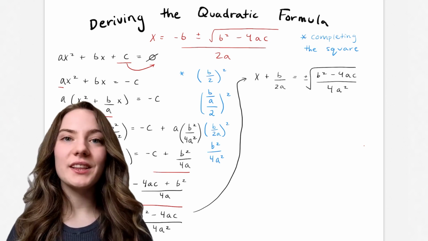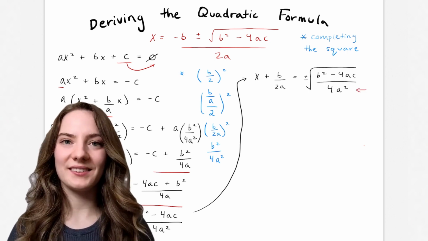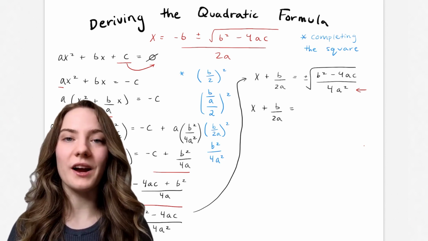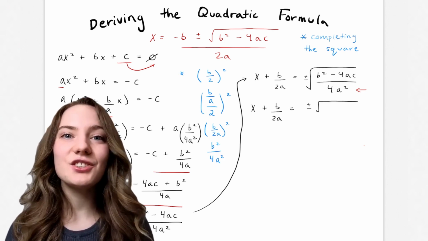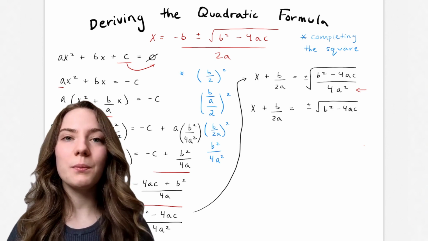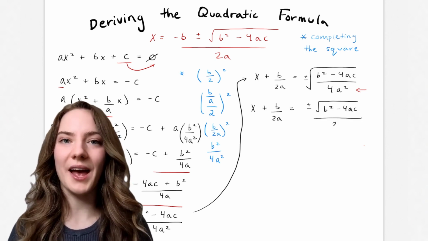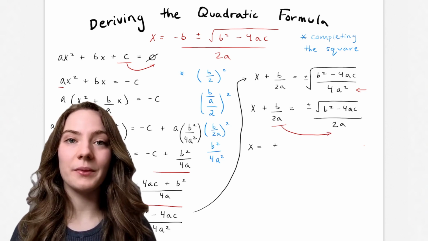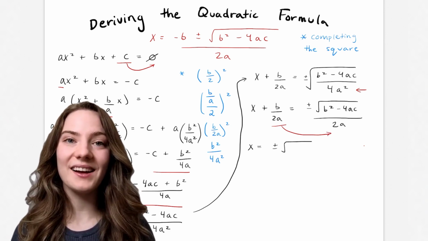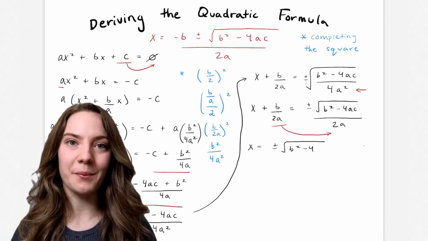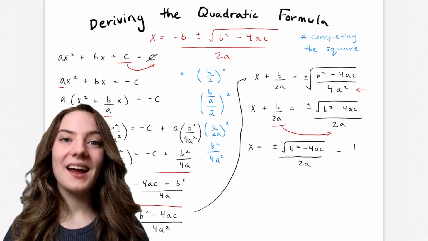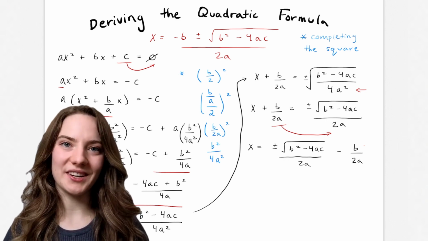Now, I want you to look at the denominator on the right-hand side of the equation. We know what the square root of 4a squared is. That's just 2a. So let's replace the denominator with 2a. And now we're so close. We only have one more term that we need to move to the right-hand side in order to isolate for the variable x. So let's subtract b over 2a, and that would leave us with this equation.